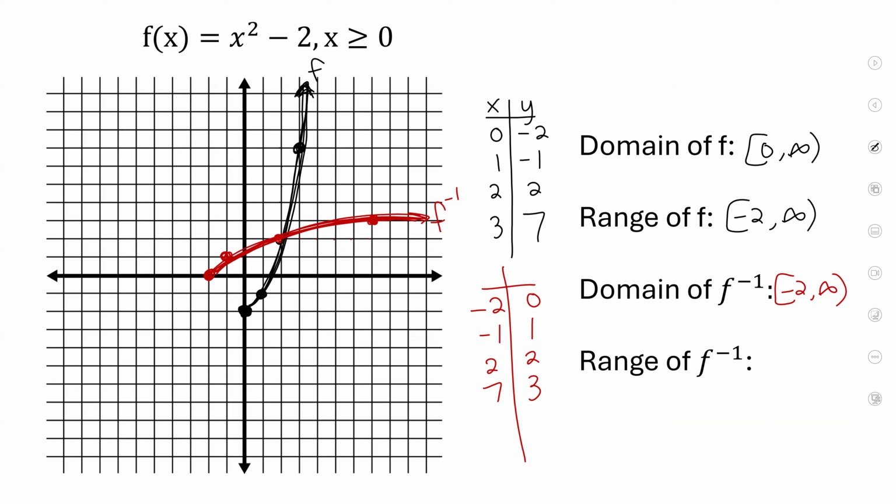It's always bottom to the top. Where's my bottom at? 0. Very good. Very good. 0 to infinity.